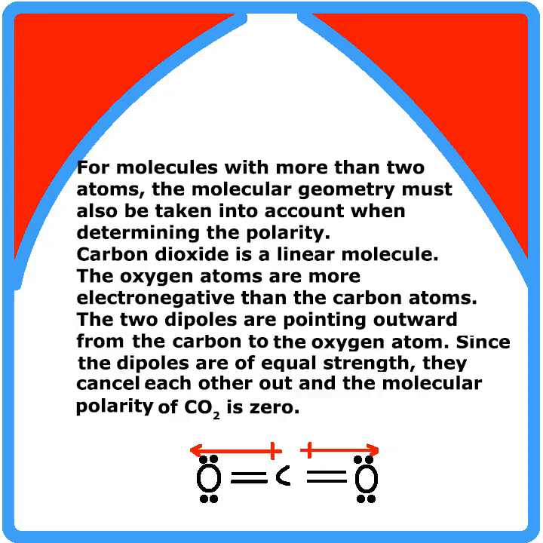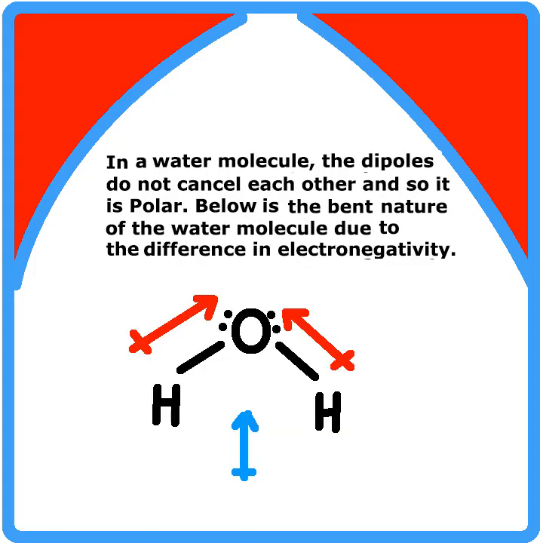Carbon dioxide is a linear molecule. The oxygen atoms are more electronegative than the carbon atom. The two dipoles are pointing outward from the carbon to the oxygen atoms. Since the dipoles are of equal strength, they cancel each other out and the molecular polarity of CO2 is 0. In a water molecule, the dipoles do not cancel each other and so it is polar. Below is the bent nature of the water molecule due to the difference in electronegativity.